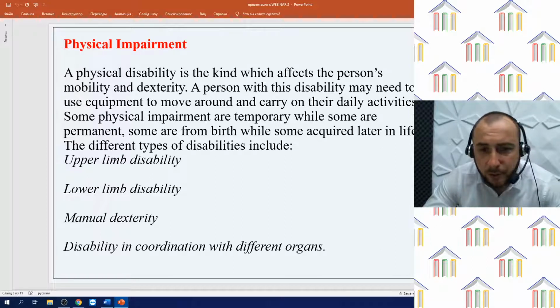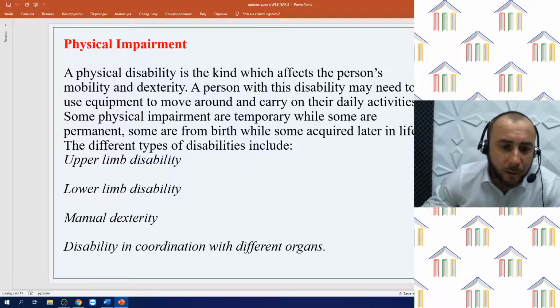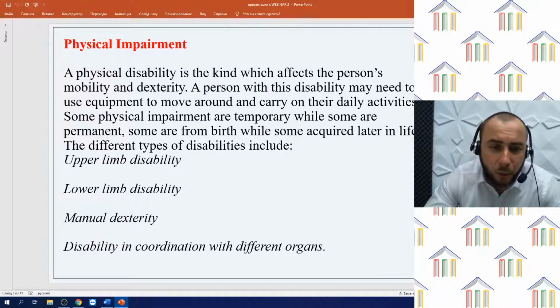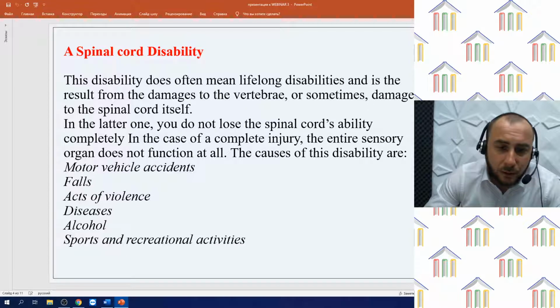The different types of disabilities include upper limb disability, lower limb disability, manual dexterity, and disability in coordination with different organs. Physical disability can be acquired or be present from birth or happen as a result of taking a particular medicine. For instance, people who have broken a bone may not always be able to recover the way one would expect them to.